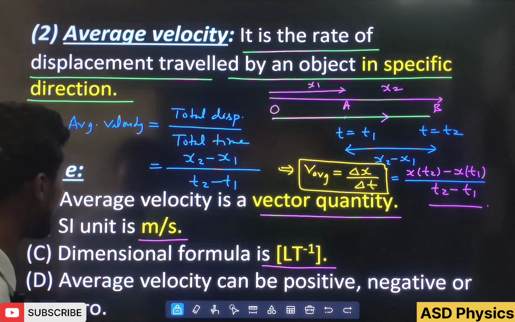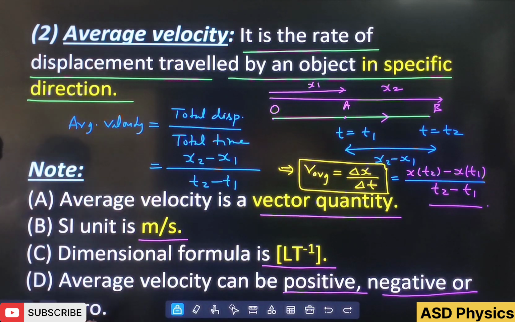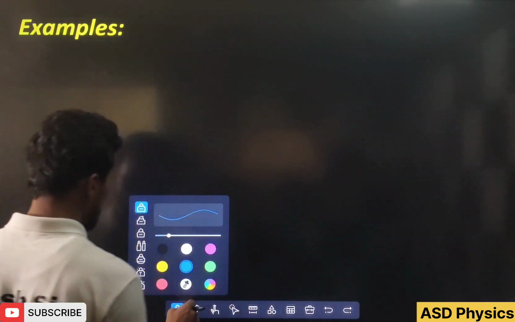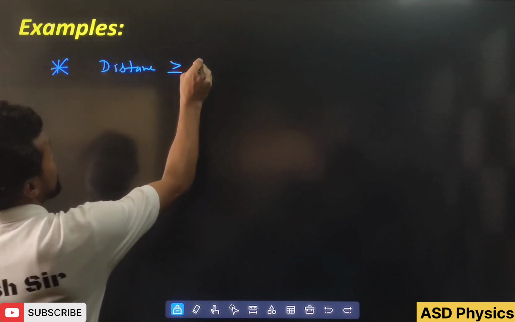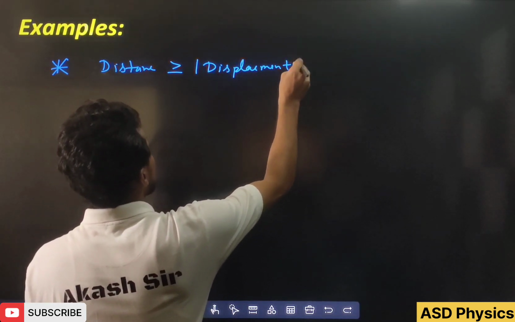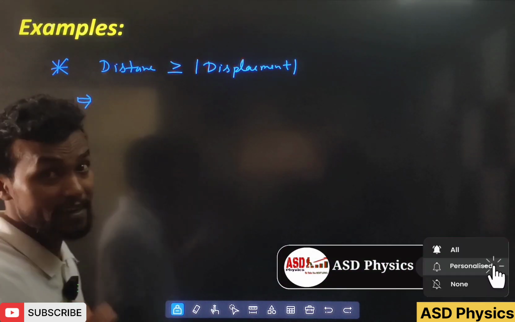And the most important, average velocity can be positive, negative, or zero. Speed is always positive, but average velocity can be positive, negative, or zero. Kindly remember that very well. So students, under the example, as I have proved, distance is always greater than or equal to displacement. We have done the previous example. So what will happen here if both sides I divide by the time.